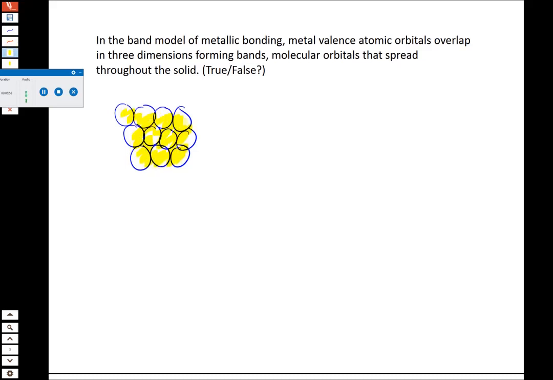I'm just identifying them as a yellow smear here that goes throughout all the atoms. But this really does occur in 3 dimensions. I drew it in 2 in class, but this, what we call sea of electrons, is really a 3D delocalization of the valence electrons.